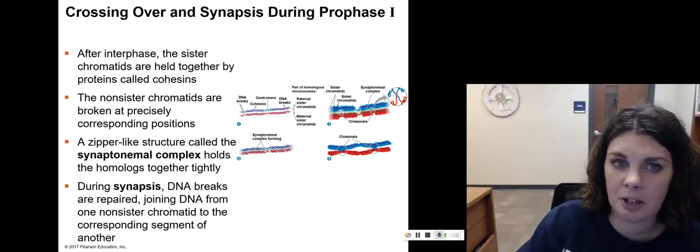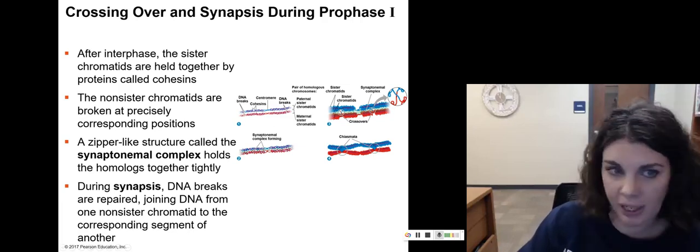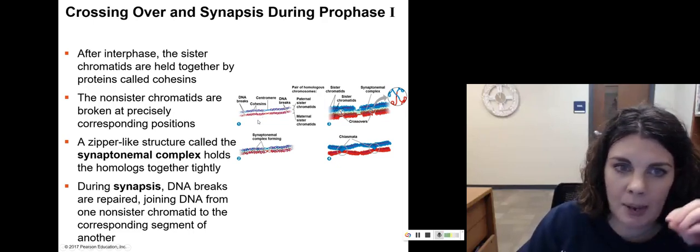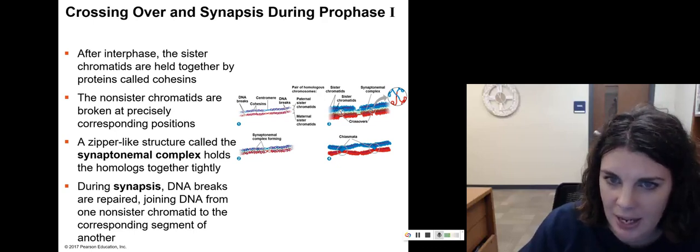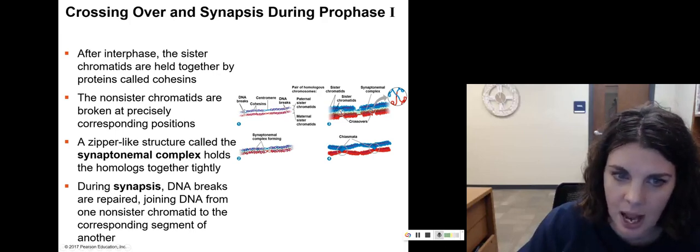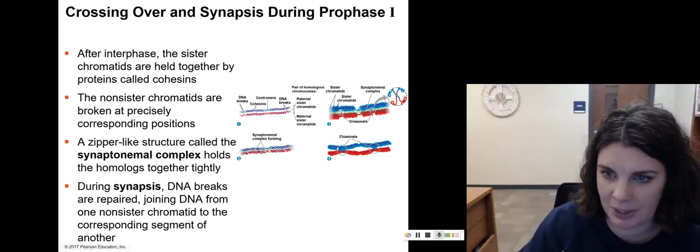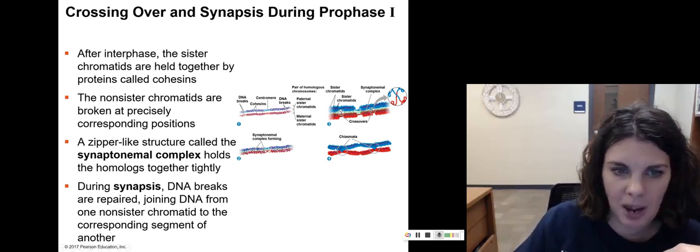So during interphase, your sister chromatids are held together by cohesins along their whole length, and non-sister chromatids can be broken at precisely corresponding positions. So here you have your dad's DNA, here you have your mom's DNA. They're both able to break at this spot, swap places, and end up with a chromosome with dad's DNA with a little piece of mom's chromosome with a little piece of dad's at the end.